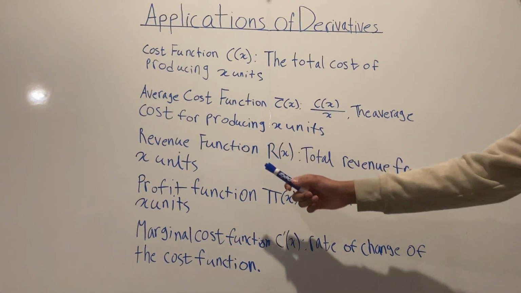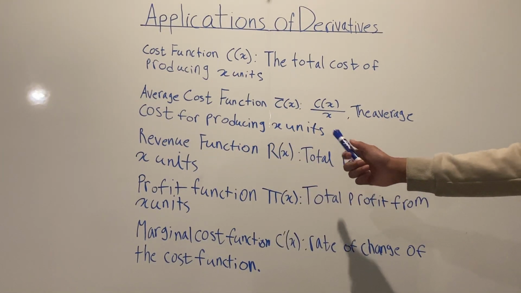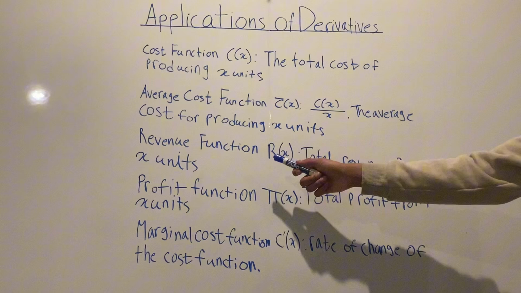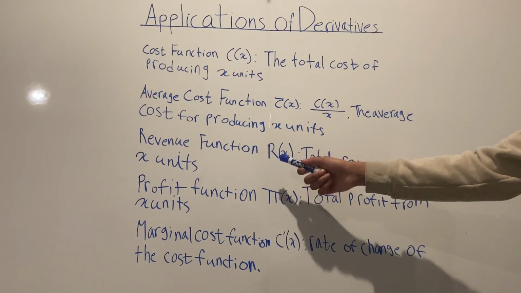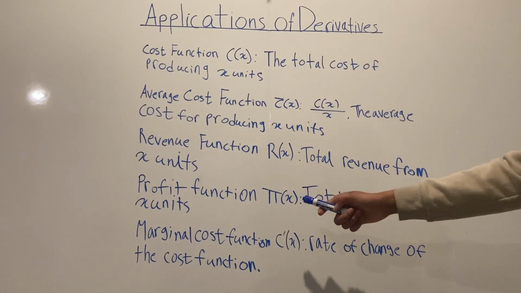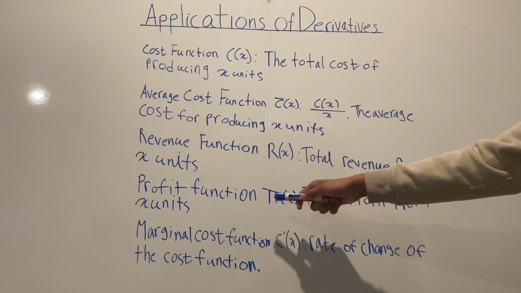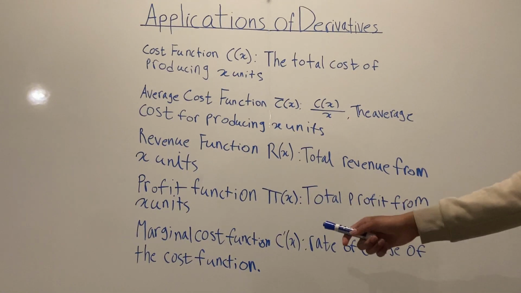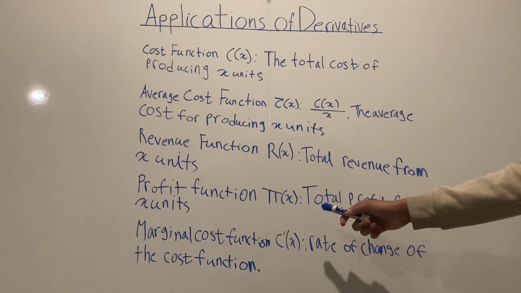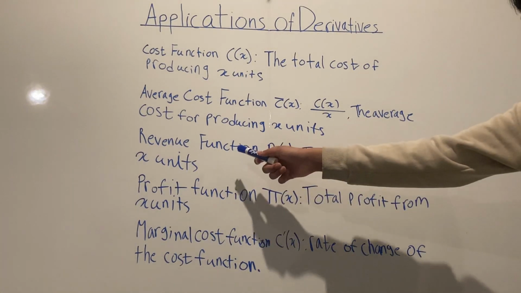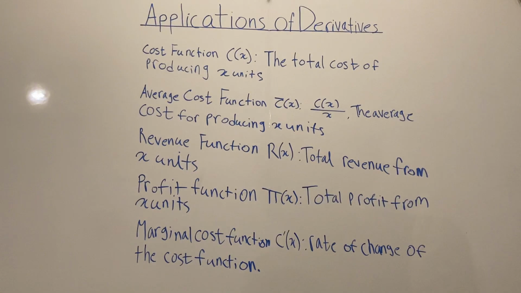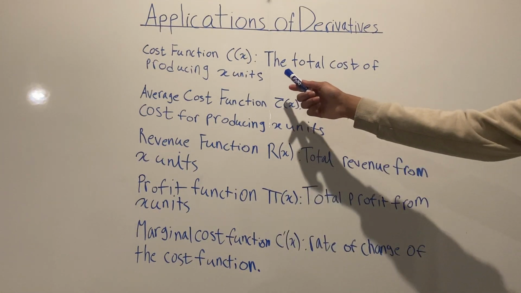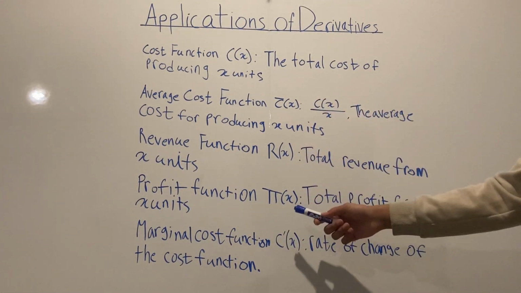Now for the revenue function, it's the total revenue made from X units. So not necessarily the profit function. Revenue is just how much money you sell the products for. And the profit function is actually notated by pi of X instead of P of X. And this is the total profit from X units. And the profit function is calculated by the revenue function, R of X, minus the cost function. And that's because the revenue function is how much you bring in minus how much it costs to actually make those products, which leaves you with the profit.